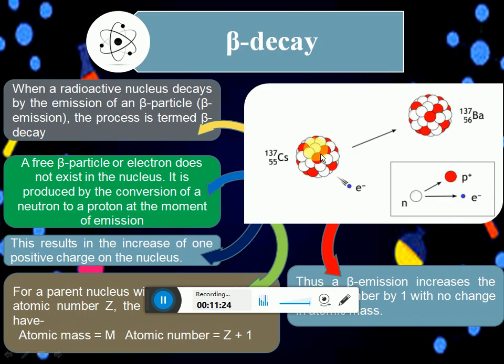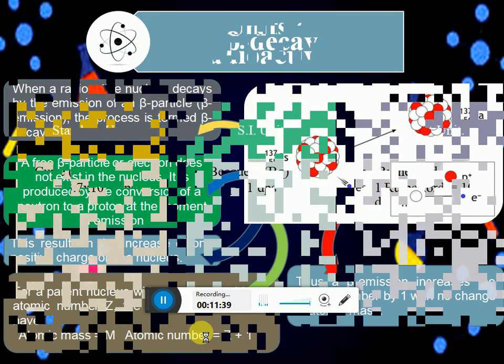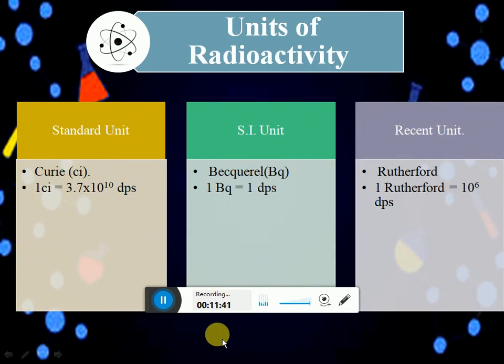From here we can say that in beta decay the atomic mass will be m, and the atomic number will be z plus 1. The mass of the beta particle is m, and the atomic number will be z plus 1.